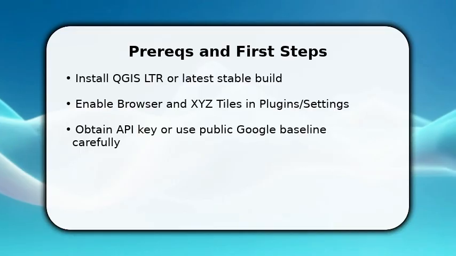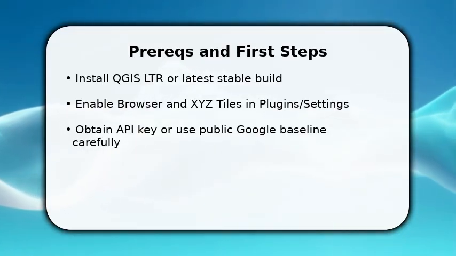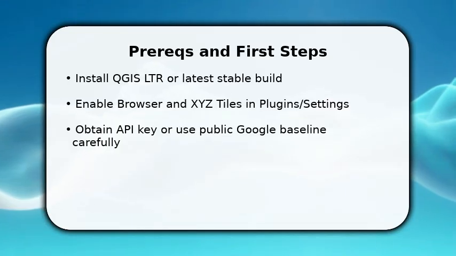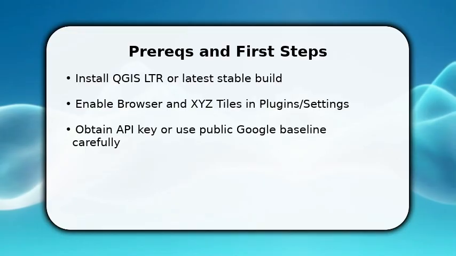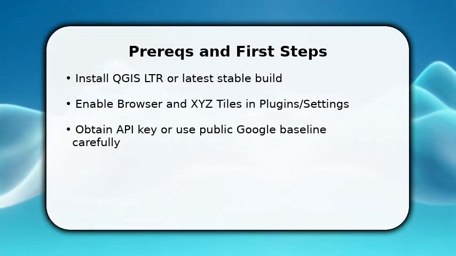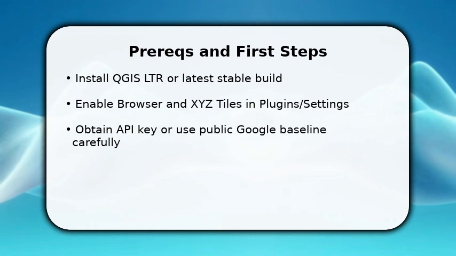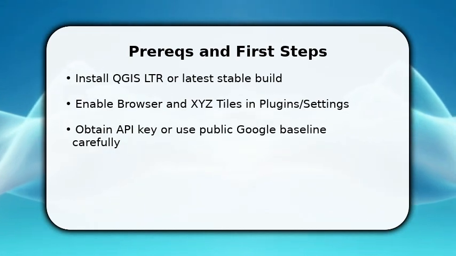Next, open the Data Source Manager, choose XYZ tiles, and prepare to add a new connection. Once done, you will enter the tile URL template and a clear name. This first step sets up the pipeline so tiles load reliably and respect rate limits.